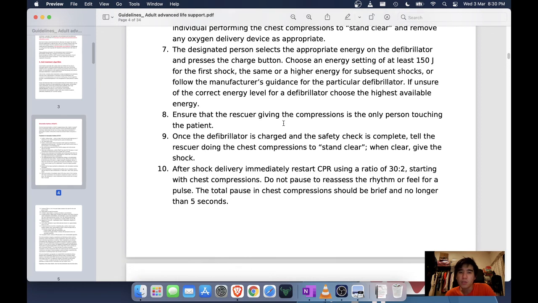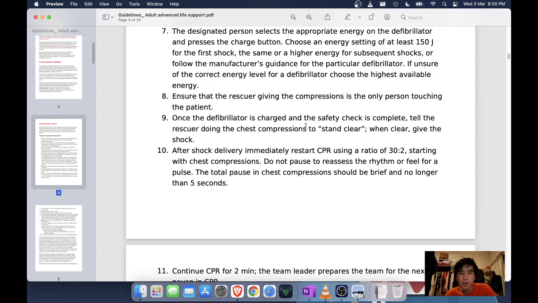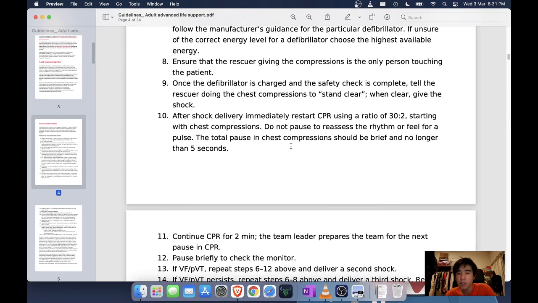Ensure that the rescuer giving the compressions is the only person touching the patient. Once the defibrillator is charged and the safety checks complete, tell the rescuer doing the chest compression to stand clear. When clear, give the shock. After shock delivery, immediately restart CPR.